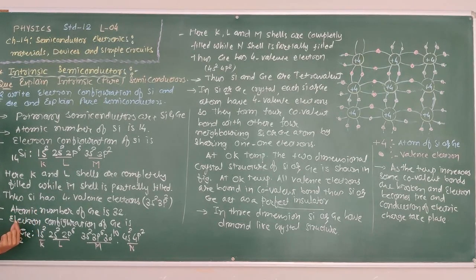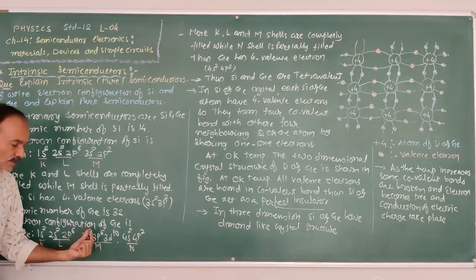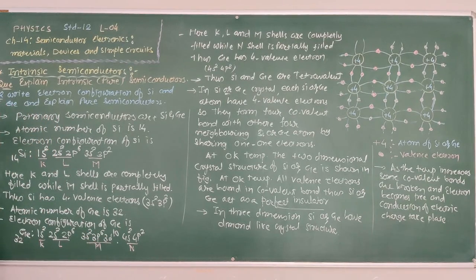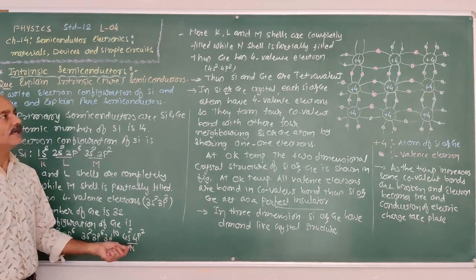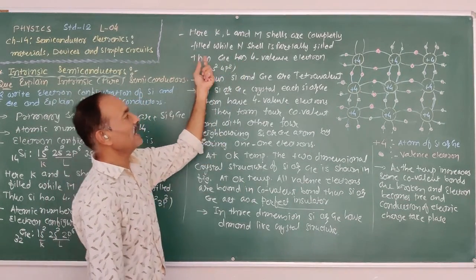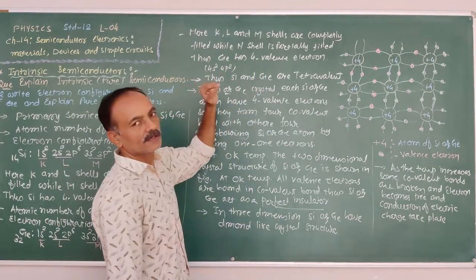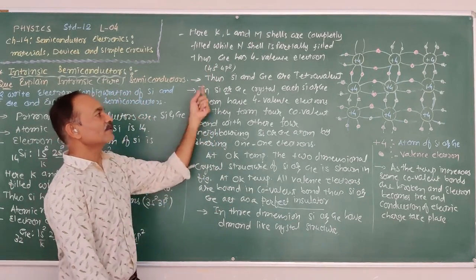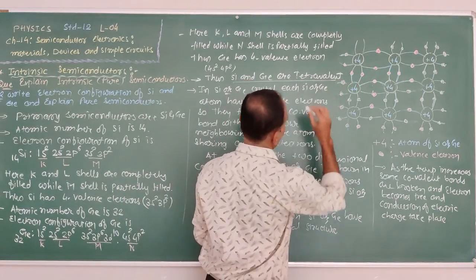Now the atomic number of germanium is 32. The electron configuration of germanium is 1s2, 2s2, 2p6, 3s2, 3p6, 3d10, 4s2, 4p2. So here the K, L and M shells are completely filled while the N shell is partially filled. Thus germanium has 4 valence electrons corresponding to 4s2, 4p2. Thus silicon and germanium are tetravalent.